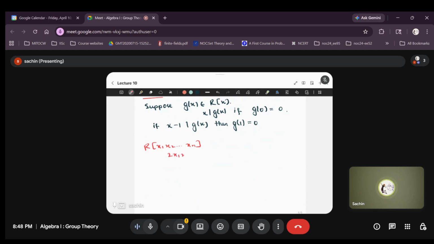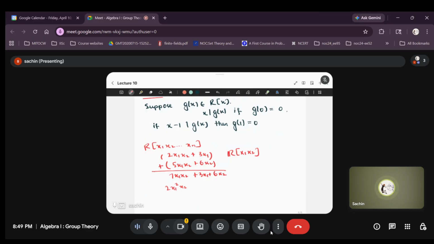That is, 2x1x2 plus 3x1, we add it with 5x1x2 plus 6x2, you will get 7x1x2 plus 3x1 plus 6x2. These are in R of x1, x2. So you can have any of the x1, x2 up to xn, and also you can have powers of these also. You can have 2x1 squared x2, like this.